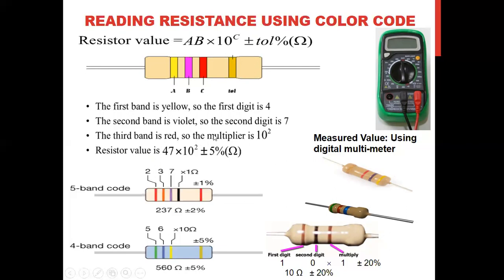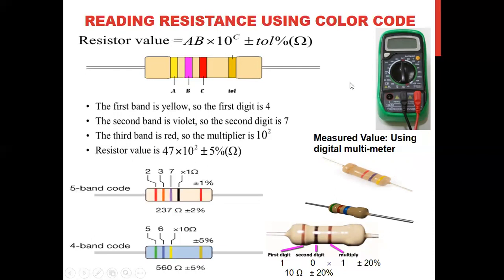The third band is red. So this one is the multiplier, this one the first digit value, second digit value, this is the multiplier, and this is the tolerance. Tolerance means plus minus 5%. So the value is 47 multiplied by 10 to the power 2, plus minus 5% ohm.